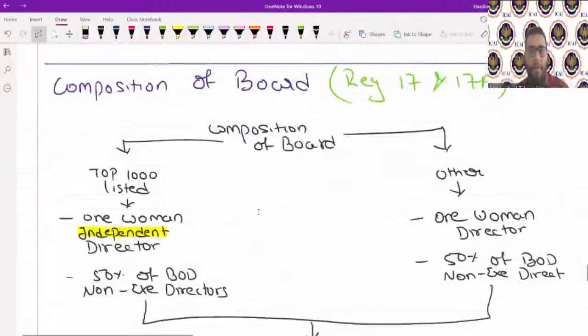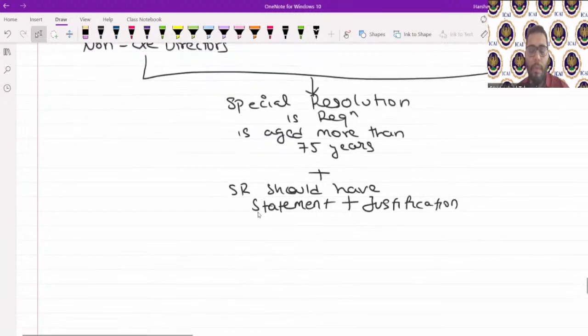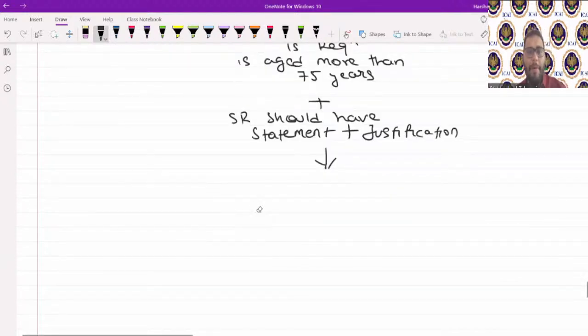Now we saw composition of boards based on woman director or non-executive director. But there is another point to the composition of board, that is independent directors. Continuing this, the chairperson of the board can be a non-executive director, a regular non-executive director, or a non-regular non-executive director.